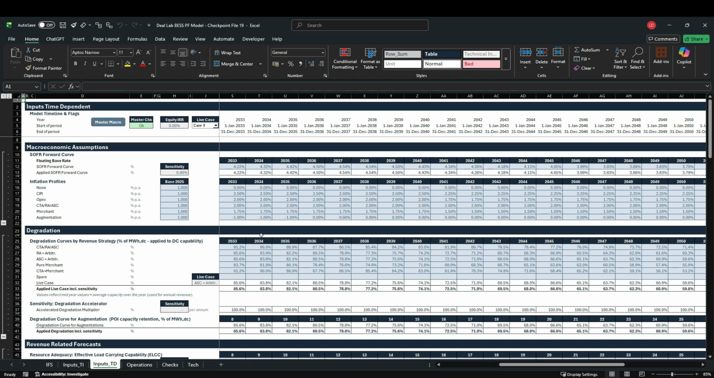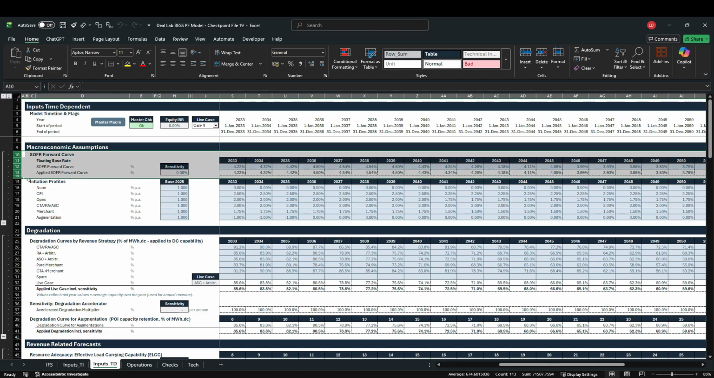Now let's move back to the checkpoint file from our previous lesson. Up here under our macroeconomic assumptions, you will see our SOFR forward curve assumption. SOFR is time dependent, so instead of one flat assumption, we use a forward curve. This essentially gives us a different base rate in each year, which means that the cost of debt changes over time. And that matters because we're going to discount each period's target debt service using the interest rate in that same period. Alright, now let's implement it.